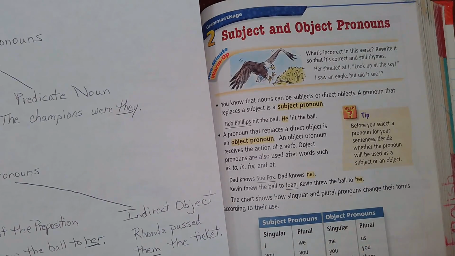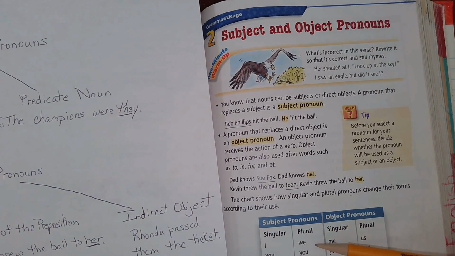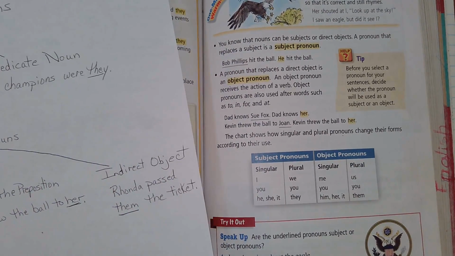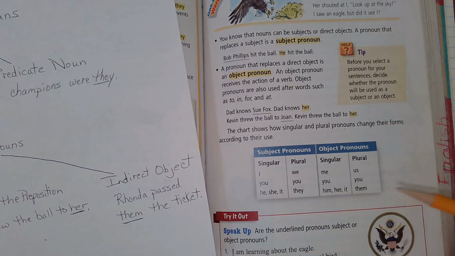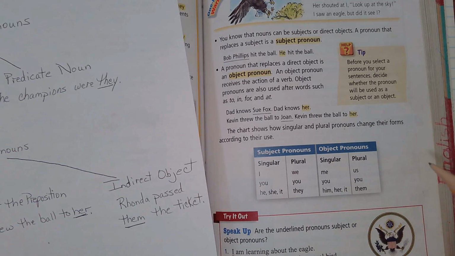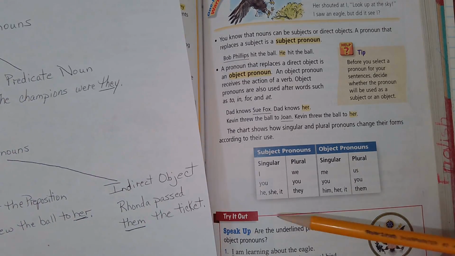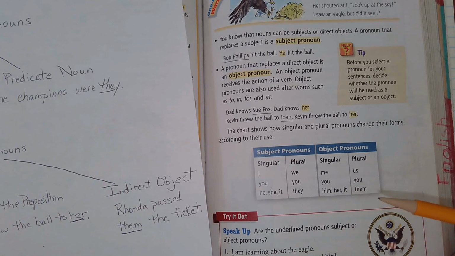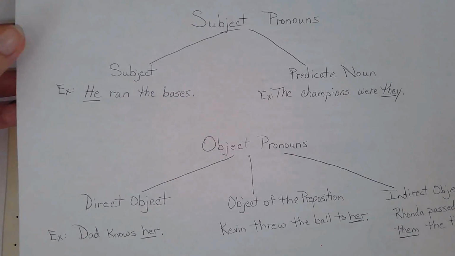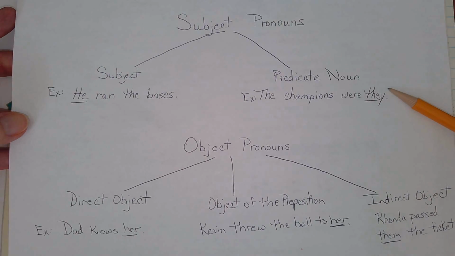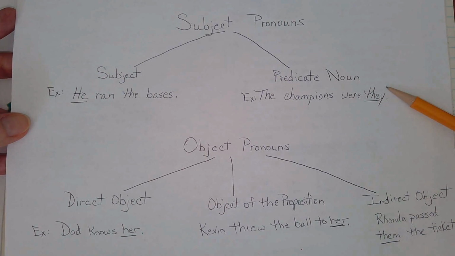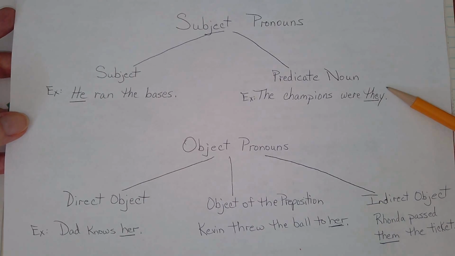Now let's look at your book. Those subject pronouns are I, you, he, she, it, we, you, they, depending on if it's singular or plural. So if it's in the subject spot, you're not going to say "him went to the movies," right? You'd say "he went to the movies," or "she," or "I." The other one that we're really not going to talk about today, because we're going to do that down the road, is that pronouns can be predicate nouns.